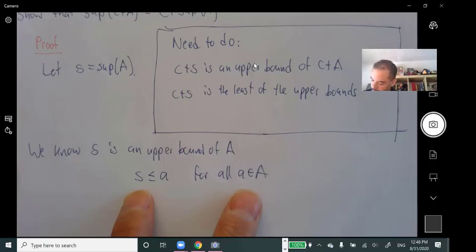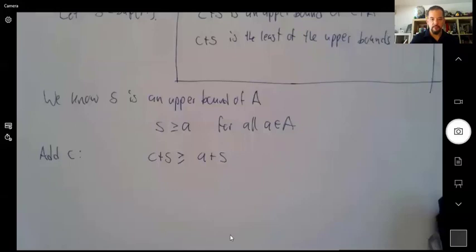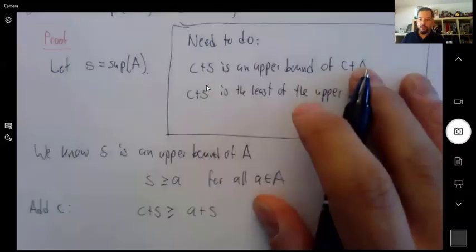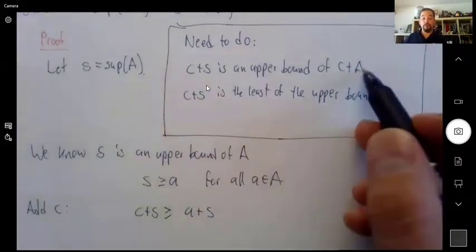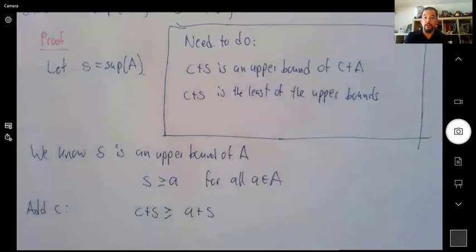Sorry, my bad. It should be the opposite inequality. Okay, let's hope this works. So like I was saying, to show something is the supremum, you need to show two things, that it is an upper bound and that it is the least of the upper bounds, okay?